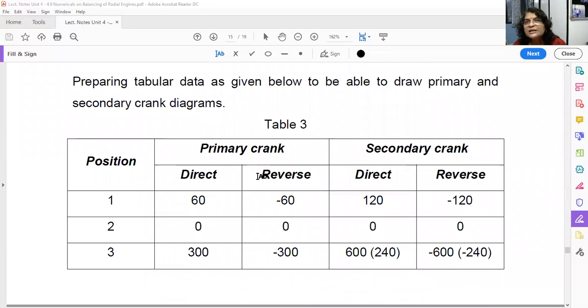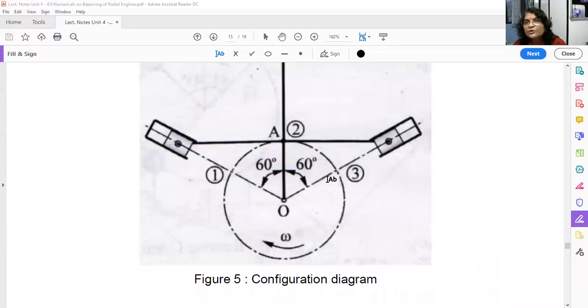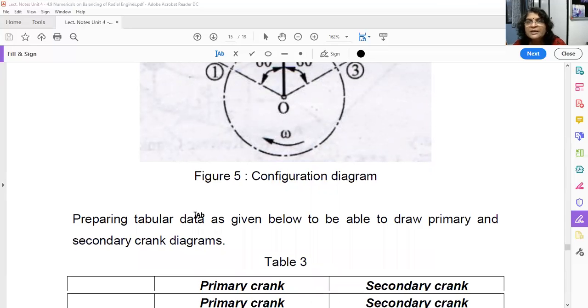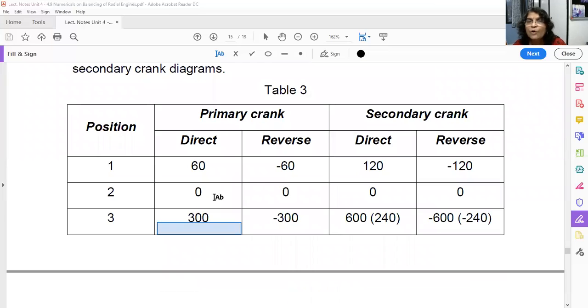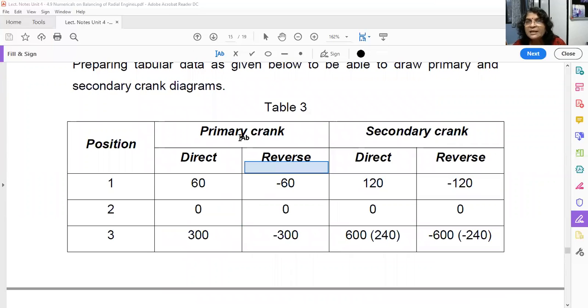Now let us go to cylinder number 3. Here is the line of stroke of cylinder number 3. You have to rotate this m/2 in the direction of rotation so that it comes here. How much is this angle? 300. So we have written 300 here. Understood? Now, how to write down the reverse primary crank angles? As it is reverse, just give the negative sign. So minus 60, 0, minus 300.